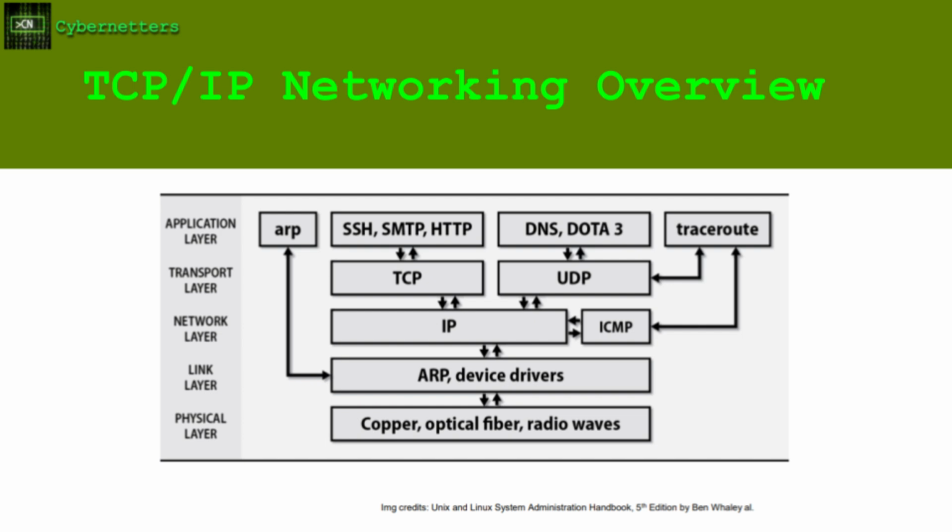And finally, at the top, we have the application layer, where actual services like SSH, HTTP, and DNS operate. So everything from loading a website to sending an email relies on this layered structure working together. Now let's go deeper into how Unix systems use this model in practice.